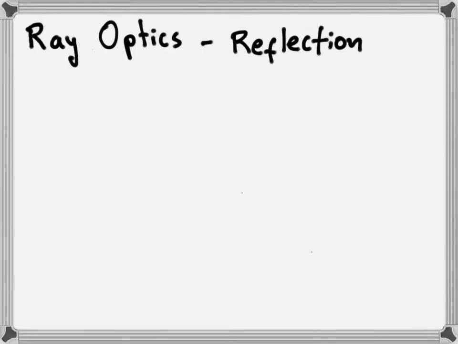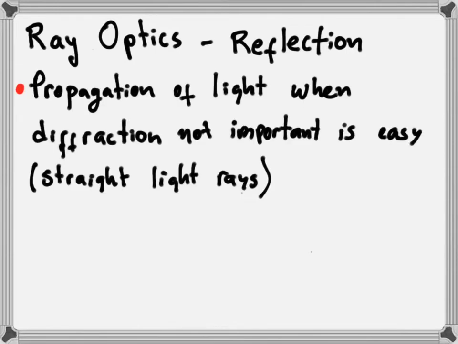Well, hello everybody. We're discussing the broad topic of ray optics, and in this video we're going to focus on reflection. So, the propagation of light when diffraction or interference is not important. Remember that diffraction and interference are phenomena that we discussed in previous videos. So when those effects are not important, the propagation of light is actually quite easy. Light propagates in straight lines.